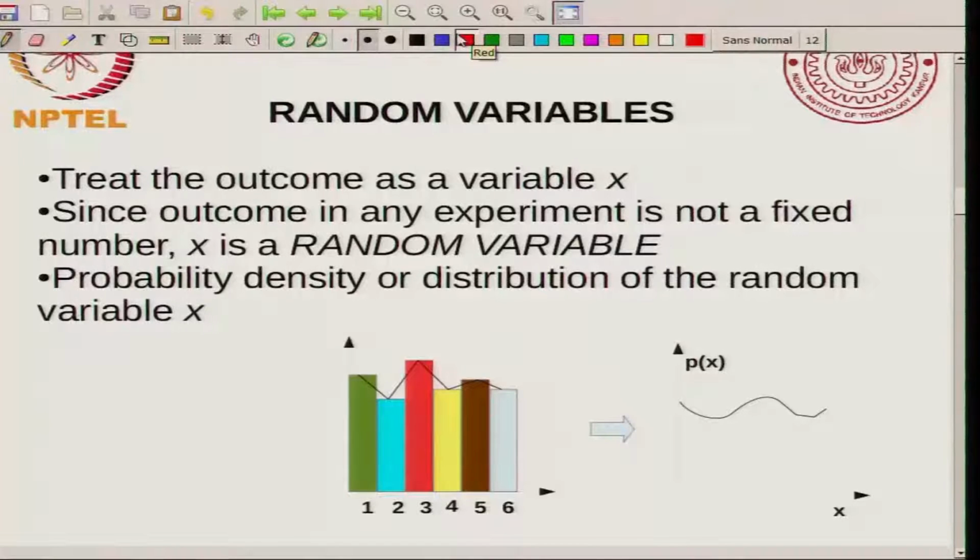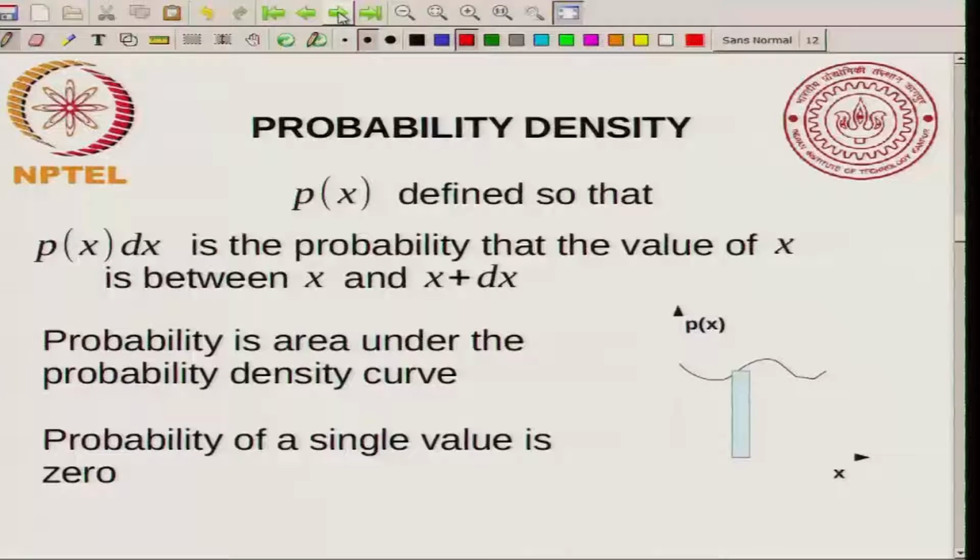And actually the whole basis of a lot of things that you do when you are reporting experimental data is based on this theory of random variables. So let us look at the probability density in a little more detail.